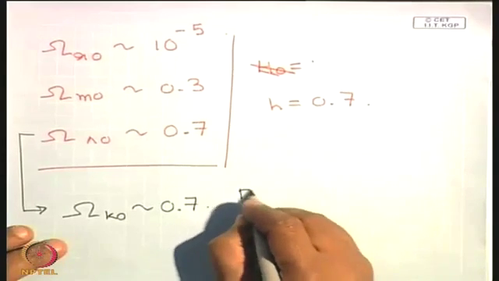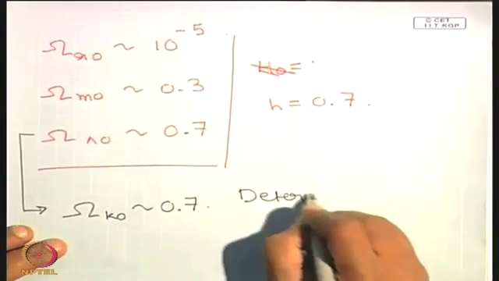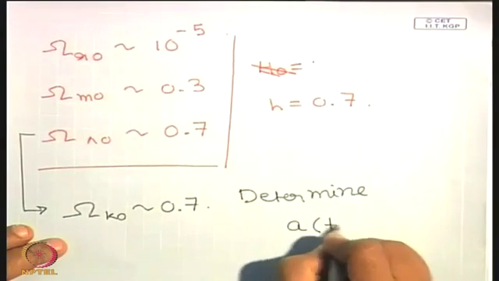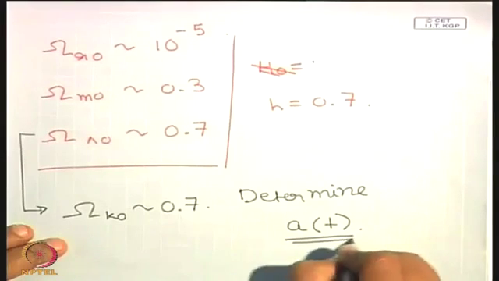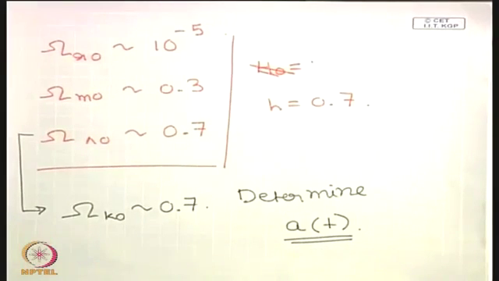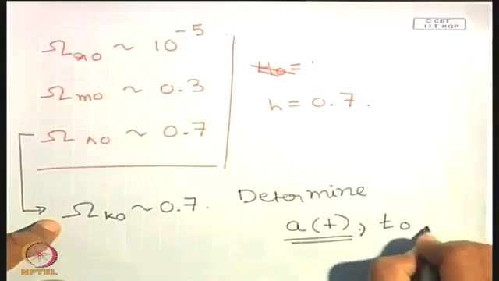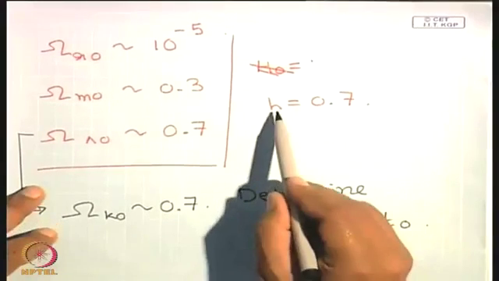So, you have to determine, okay. So, plot the graphs and compare these models. Also determine the age of the universe, which I have told you how you have to determine, assuming h naught, h is 0.7.